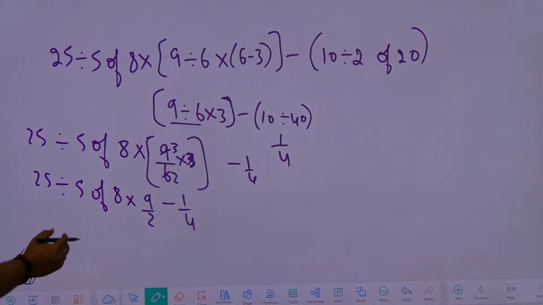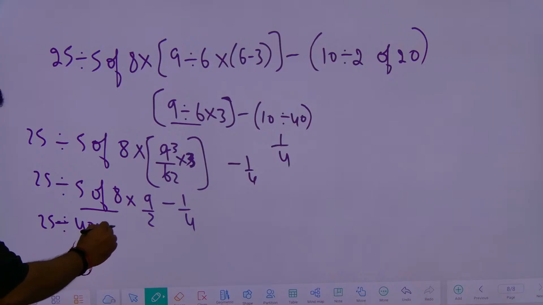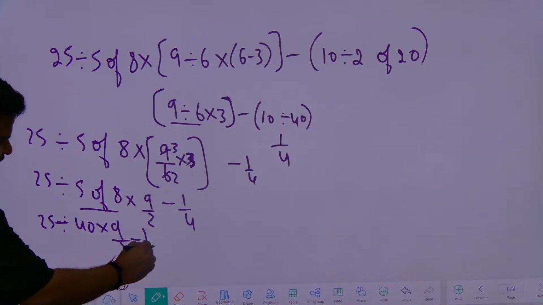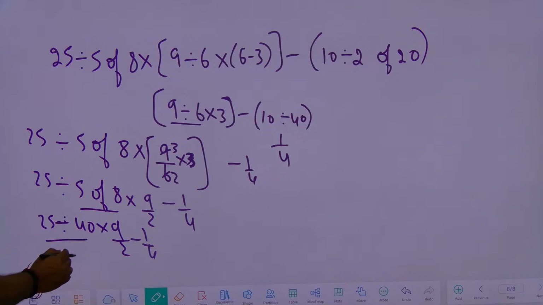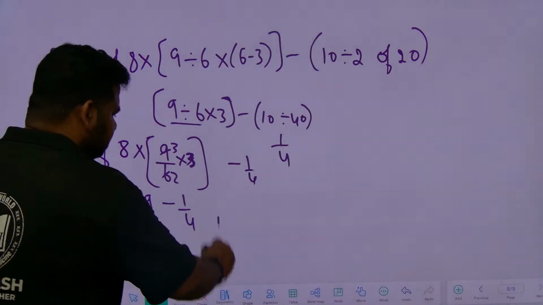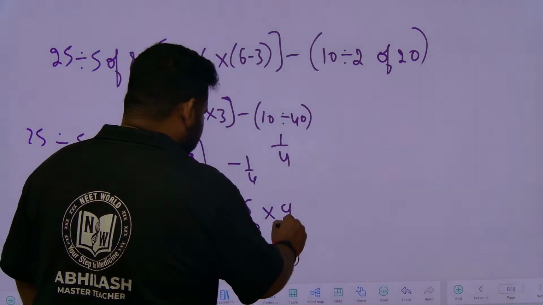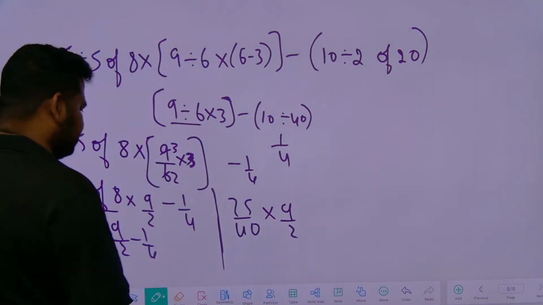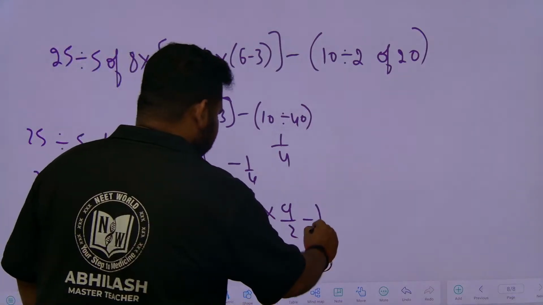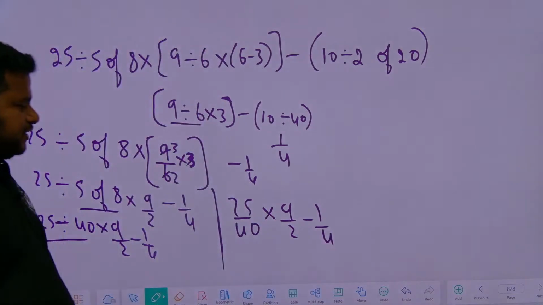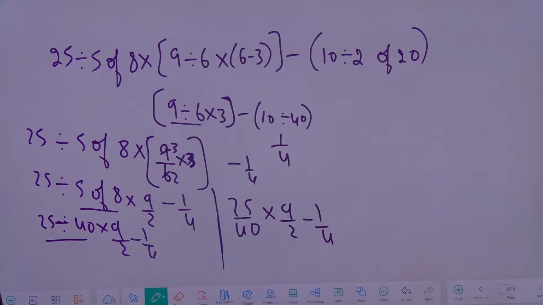Now if you look at this, what should I do first? Of. 5 8s are 40. So 25 divided by 40 into 9 by 2 minus 1 by 4. Out of this, what I should do is division. So I should write 25 by 40 into 9 by 2 minus 1 by 4.